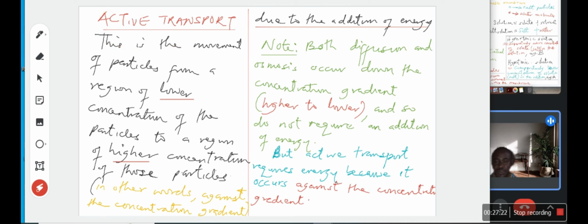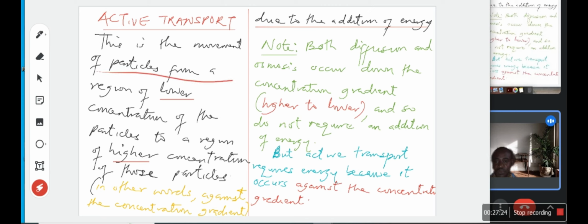Active transport is the movement of particles from a region of lower concentration of the particles to a region of higher concentration of the particles. And because it is against the concentration gradient, it requires energy. So there has to be an addition of energy.